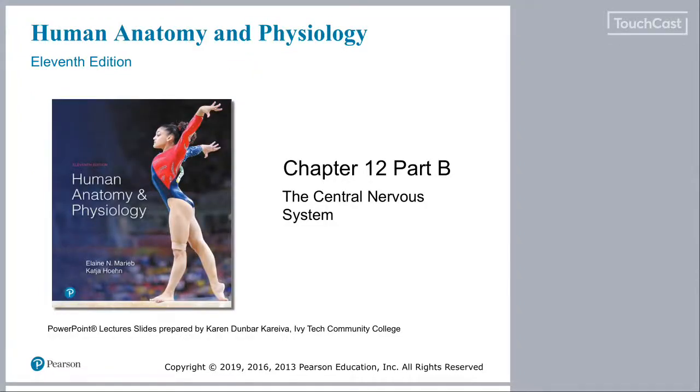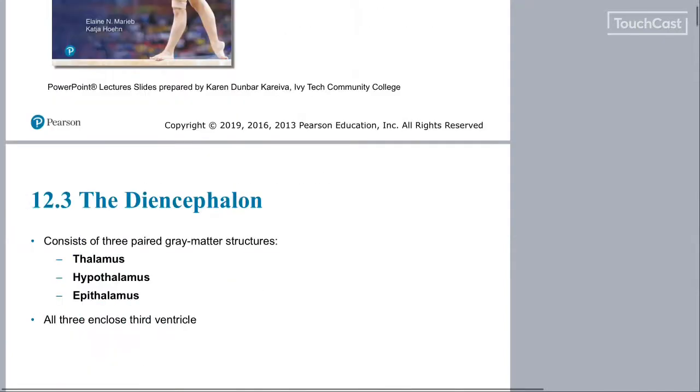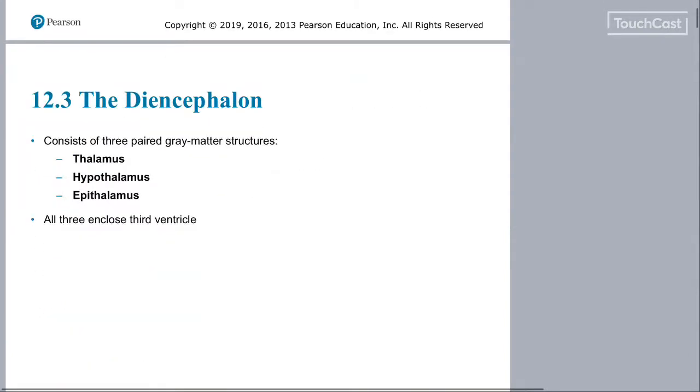Today's lesson is going to cover section 12.3, entitled the diencephalon. Our goal for today is to describe the location of the diencephalon and name its subdivisions and their functions. The diencephalon is going to consist of three paired gray matter structures. First we have the thalamus, then we have the hypothalamus and the epithalamus.